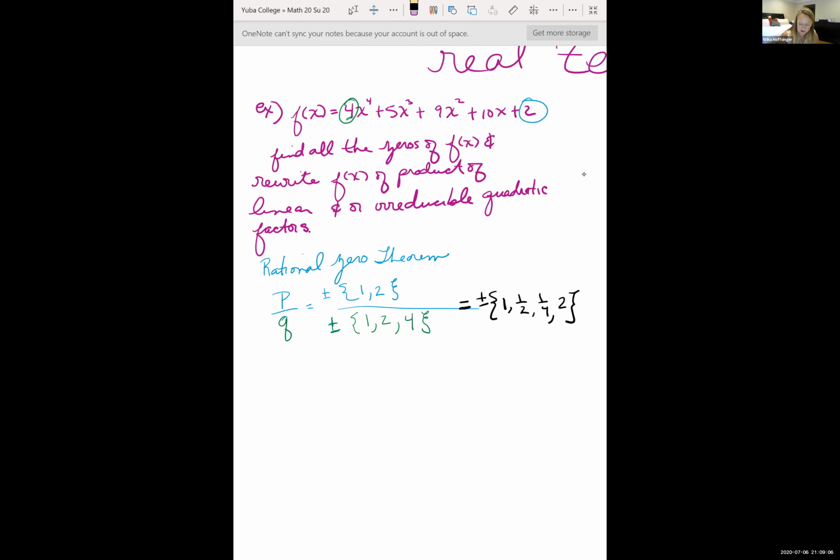And let's look at Descartes' rule of signs real quick. Notice f of x. If you look at the number of sign changes in f of x, how many do you have?